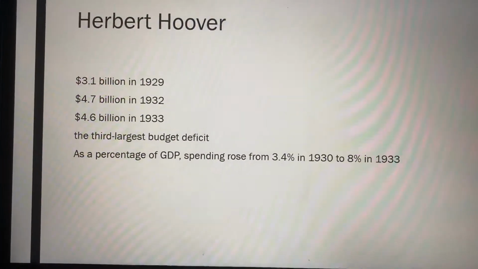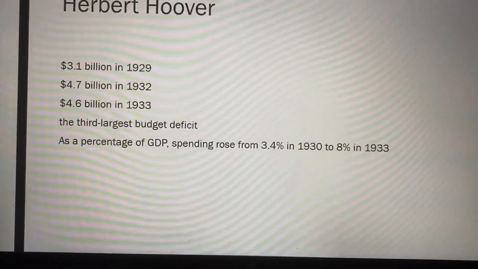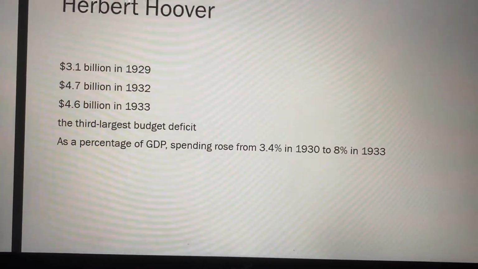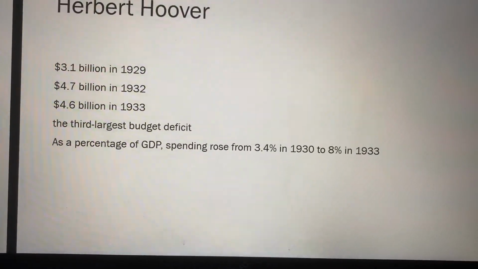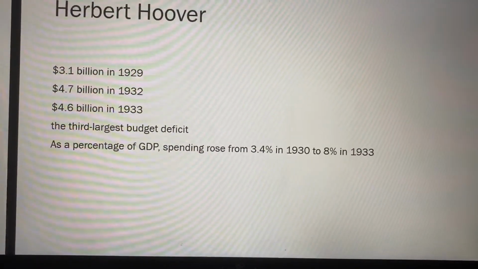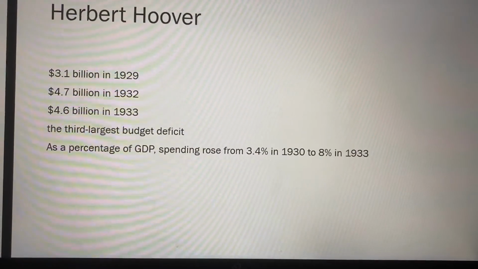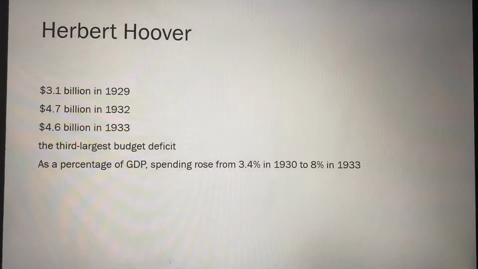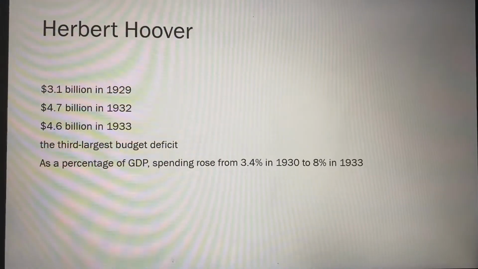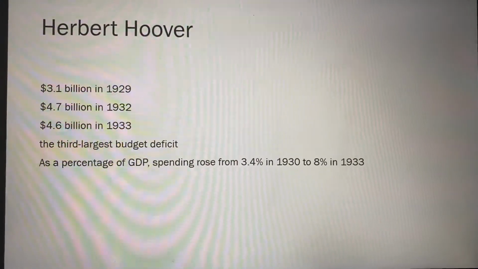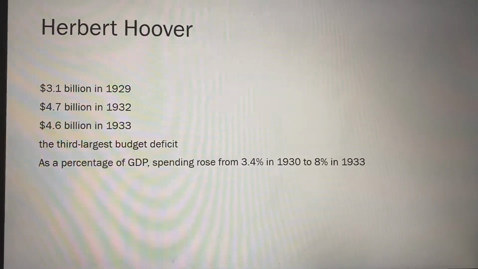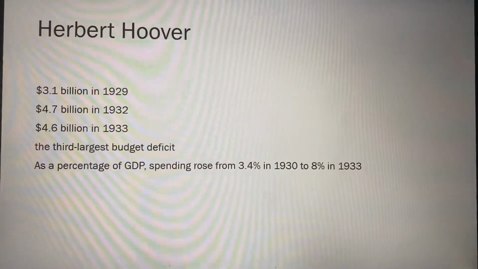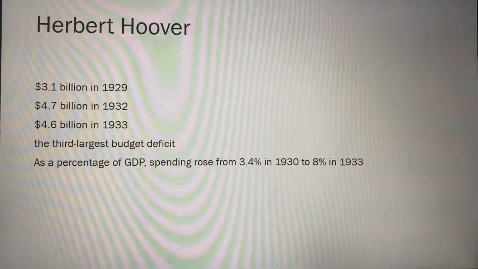Which means Hoover basically increased spending from 3.4% of GDP to 8%, increasing spending even as the economy shrank and deflation occurred. Hoover is not a budget cutter. He can only think about making a budget, but he cannot cover it. So that's why during these 4 years, the hole in Americans' economy was getting bigger and bigger.